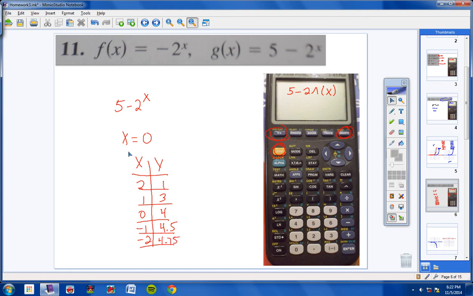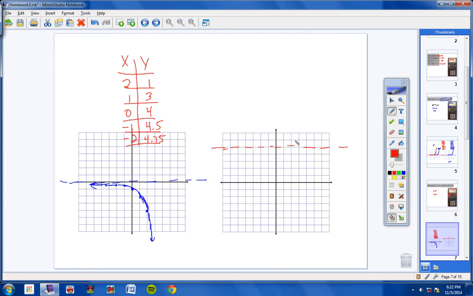Okay, so there we go. Let's go ahead and grab this, drag it over yonder here, and here we go. 2, 1, 1, 3, 0, 4, -1, 4.5, -2, 4.75. So here's the graph. There we go. And hopefully you can see what happened here, okay?